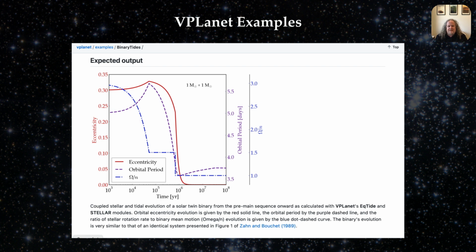The binary tides example is designed to reproduce a figure from Zahn and Bouchet in 1989, who showed that the coupled roles of tides and stellar evolution during the pre-main sequence circularized binary star orbits out to about an orbital period of 8 days.